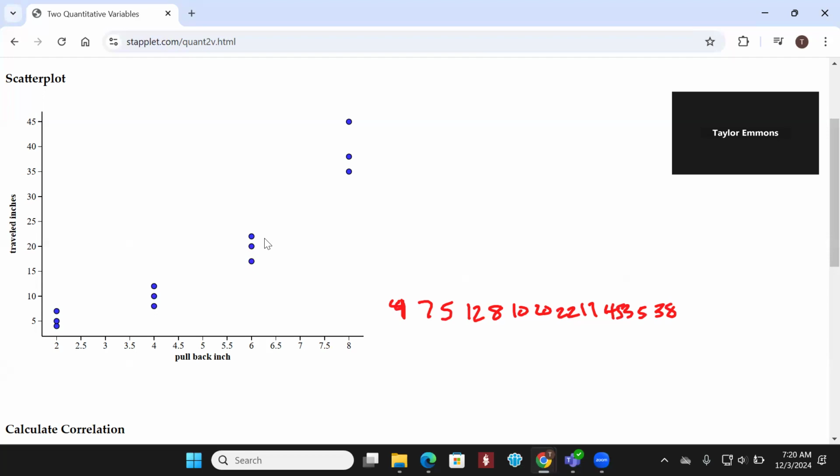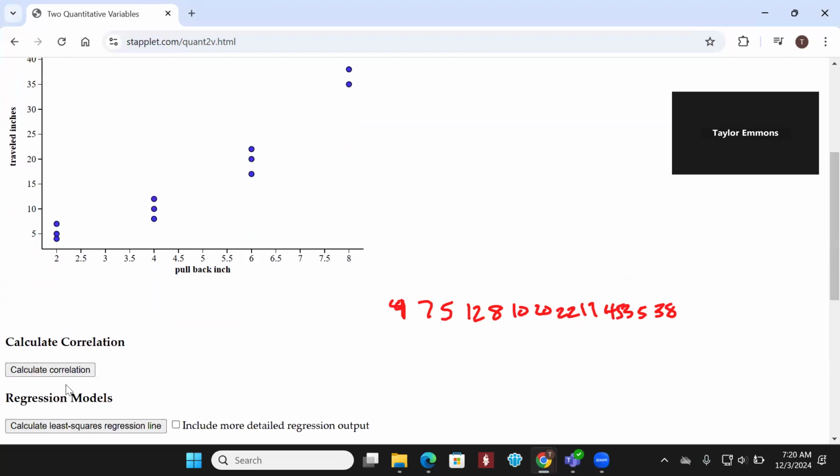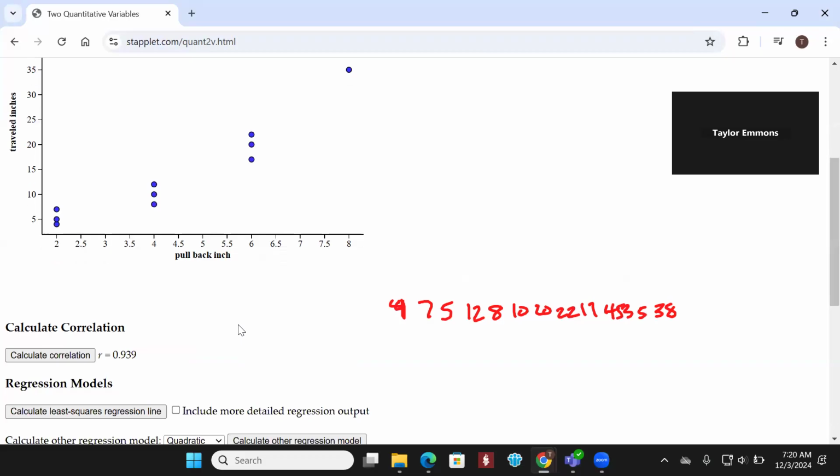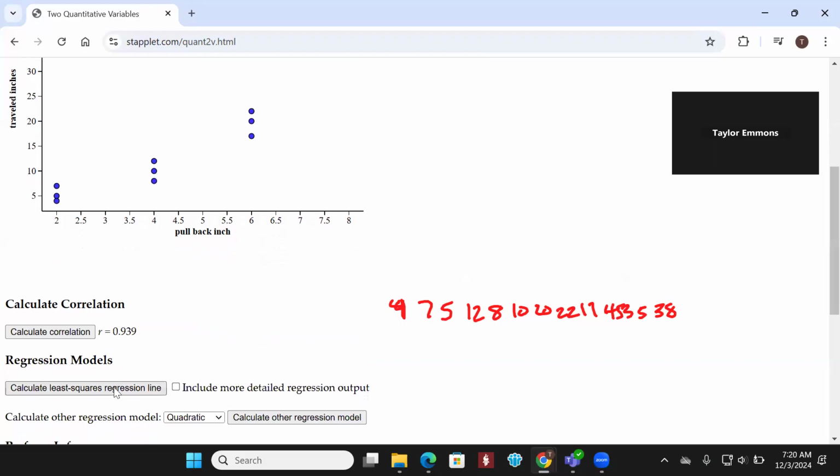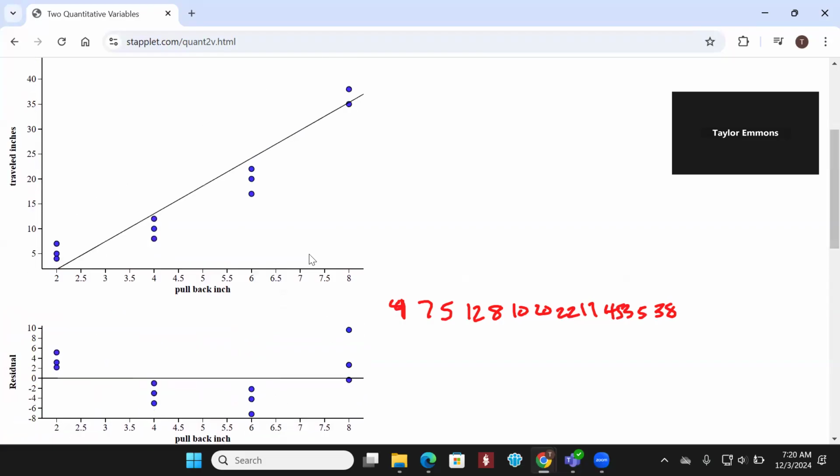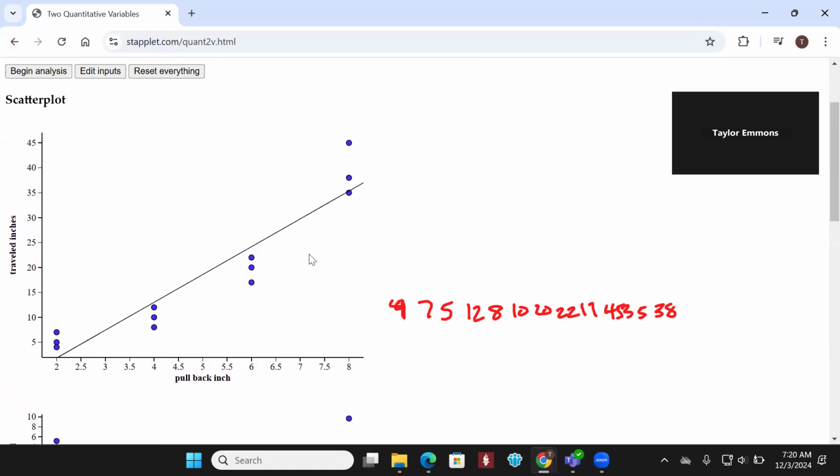All right, everybody good? Okay, so now we're going to calculate the correlation, which the R is 0.939, because they calculated it for us. Okay, we're going to calculate the least squares regression line. So on your scatter plot, you're drawing this line. And good. Yep, R is 0.939.